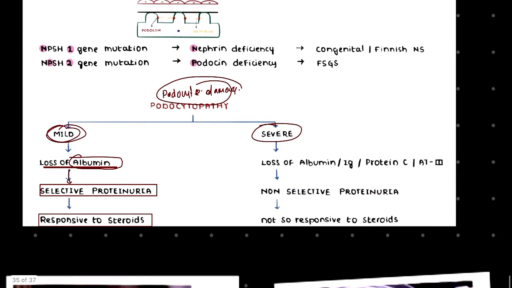But in the case of severe damage, what will happen? There will be loss of albumin, immunoglobulin, protein, antithrombin 3, everything that we discussed earlier. There will be loss of all these things. As there will be loss of all these things, this is non-selective proteinuria, right? No matter the nature of the substance, the substance will get lost. Now it is not so responsive to steroids.